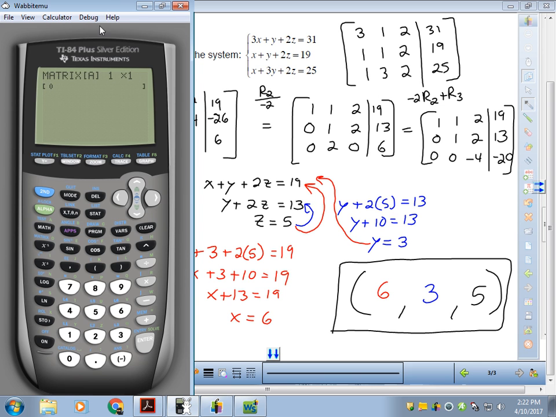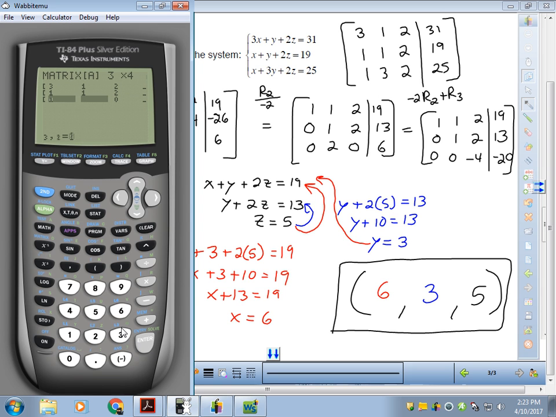And when you do this, it asks you for a size. Well, this refers to how many rows and columns it has. Our matrix has 3 rows, and it has 4 columns. And then all we have to do is just copy it in. So 3, 1, 2, 31. 1, 1, 2, 19.